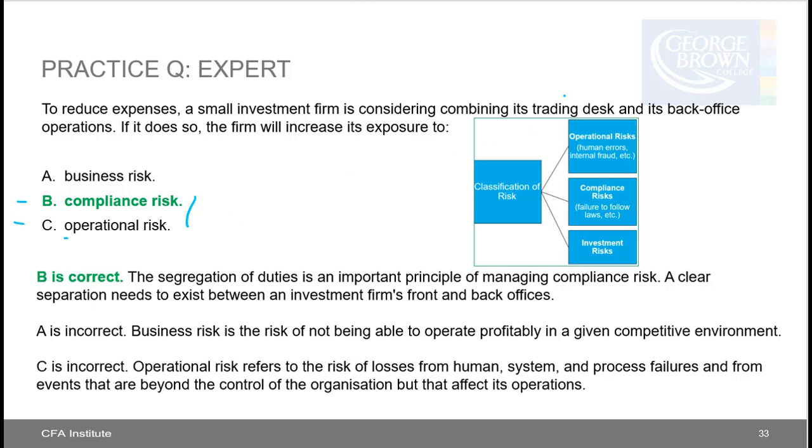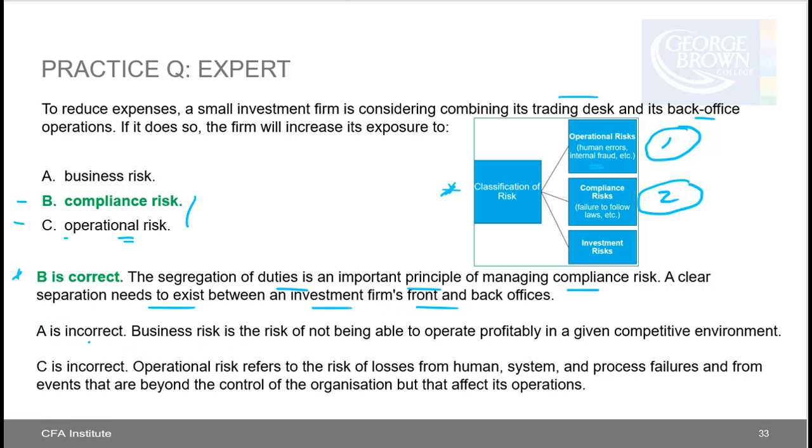Because by combining your trading desk and its back office, you're definitely opening up to some kinds of operational risks. But if we look here, the classification of risk, remember, number 1 was operational risk. That was from human errors, internal fraud, or external things that we can't control. Number 2 was the compliance risk, failure to follow laws. So it's saying B is correct. The segregation of duties is an important principle of managing compliance risk. A clear separation needs to exist between investment firms' front and back offices.